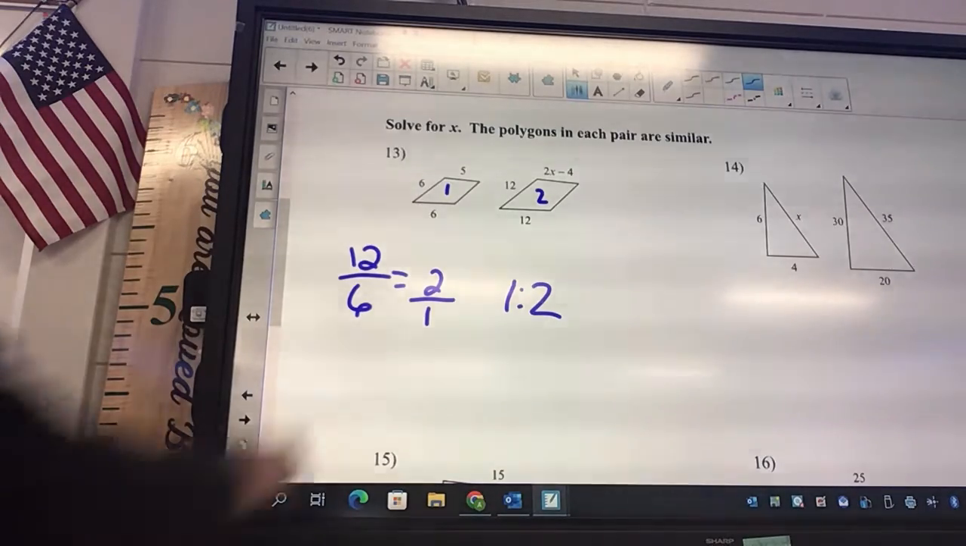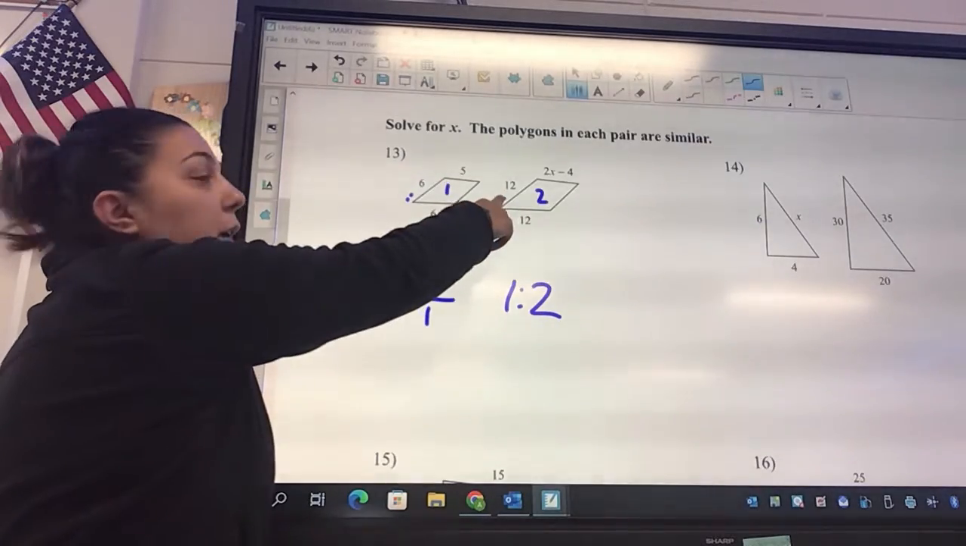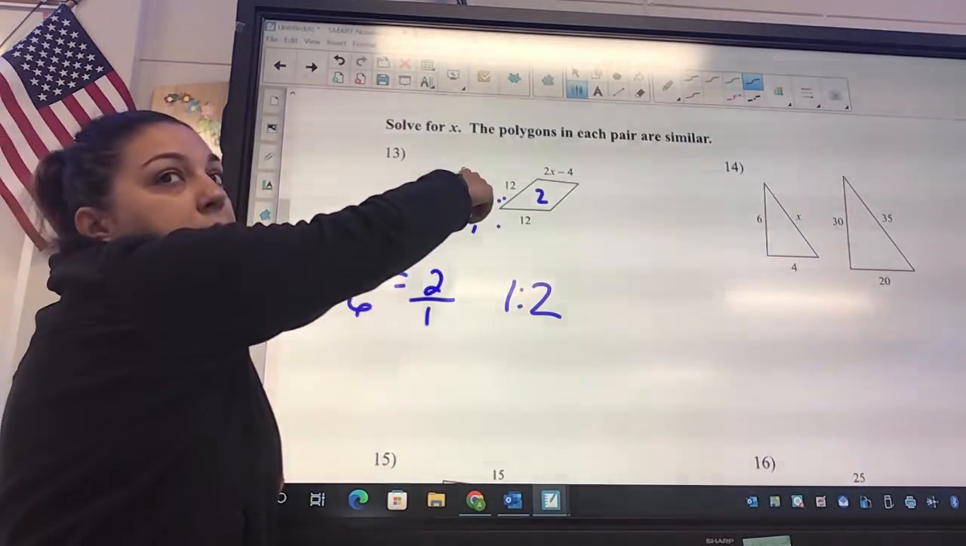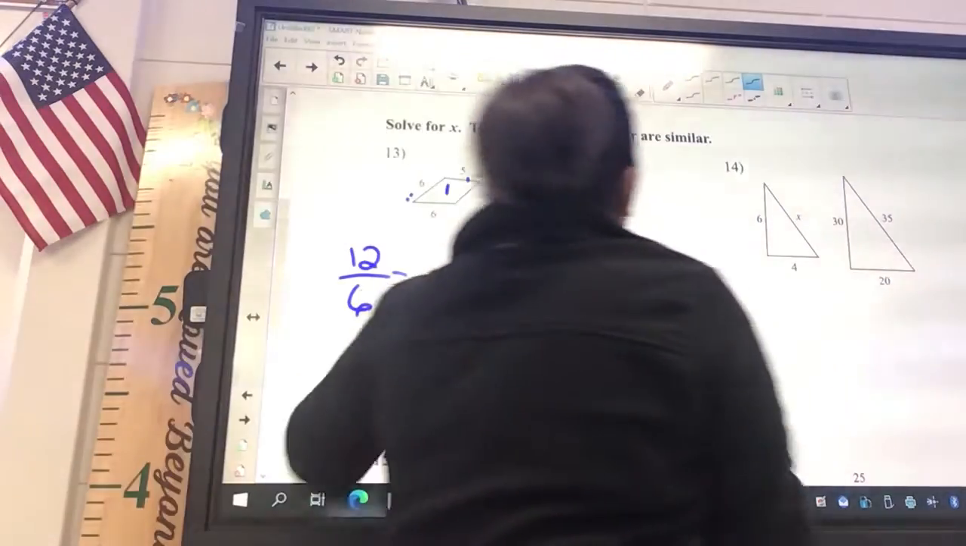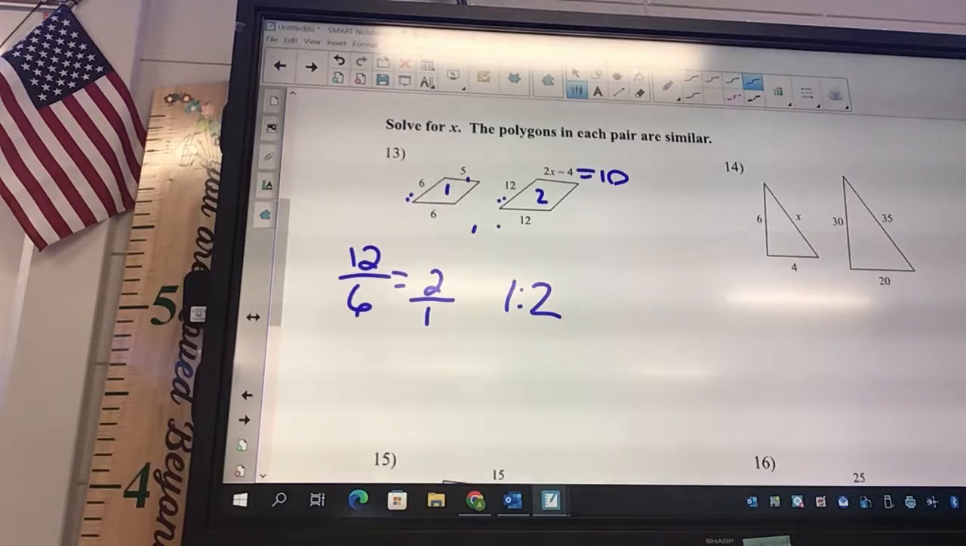Okay, so what is 6 times 2? 12, so that's how we got here. So 5 times 2, 10. So you know that this should equal 10. So, how do I solve for x?